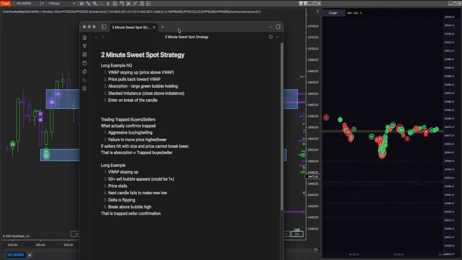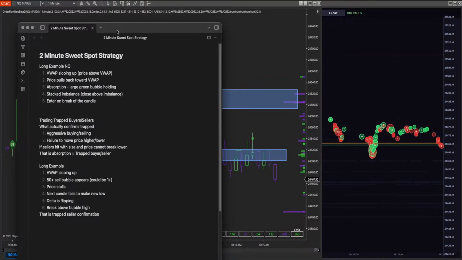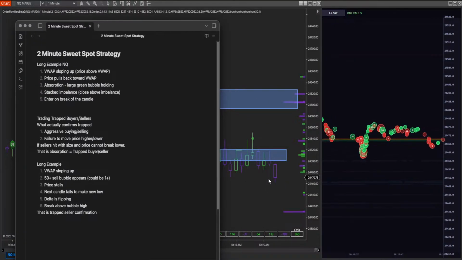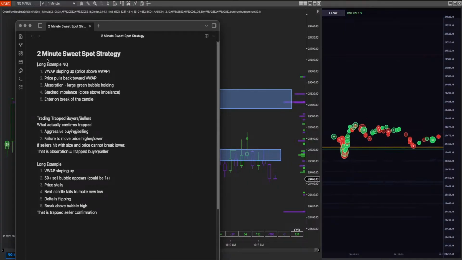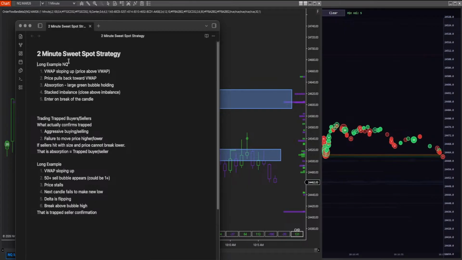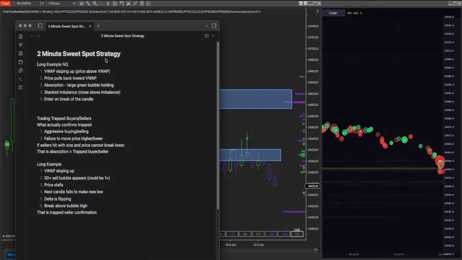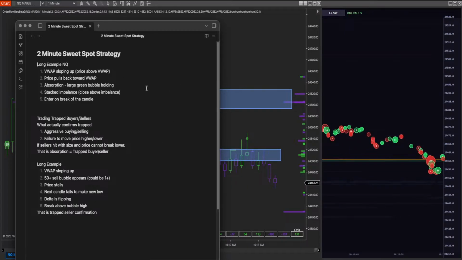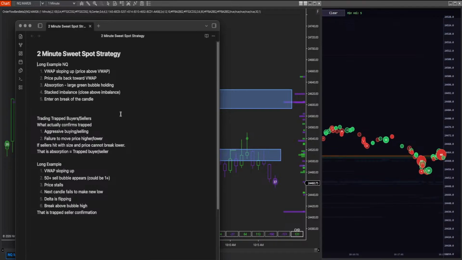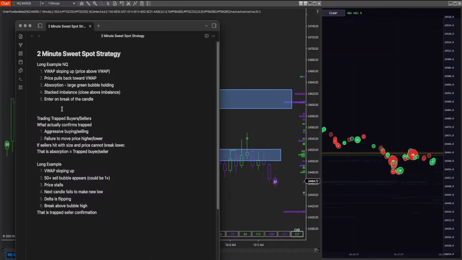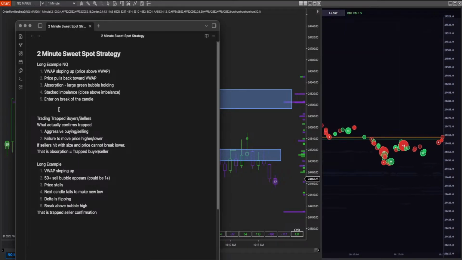Okay. This is a trading strategy that I use. It looks like we're trying to sell off right here. This is the 2 minute sweet spot strategy. You can use a 2 minute, or you can use this off of 1 minute. 2 minutes is really nice because algos control the 1 minute. They really do. So take a screenshot of this. I have a video out there, and I show some examples of it.